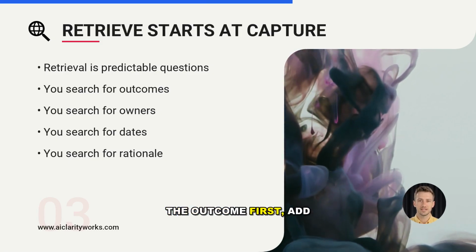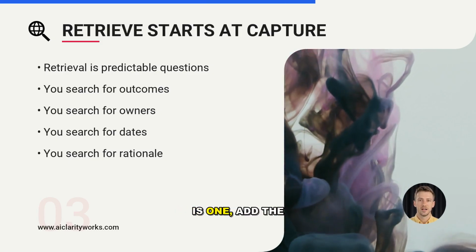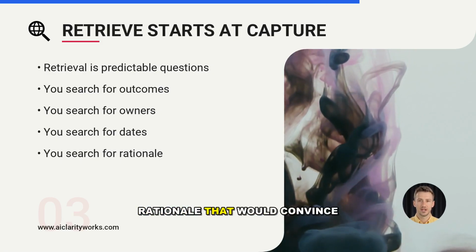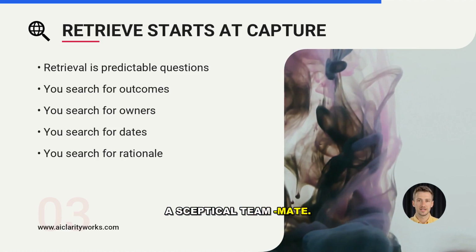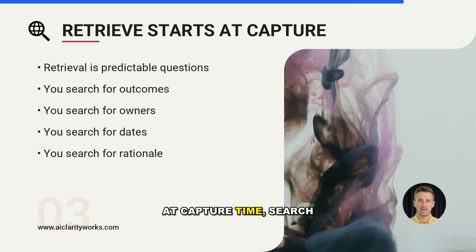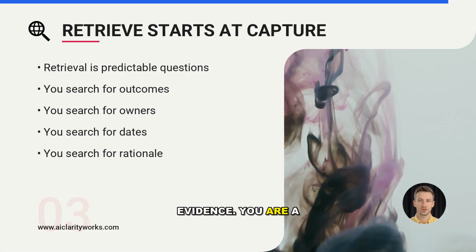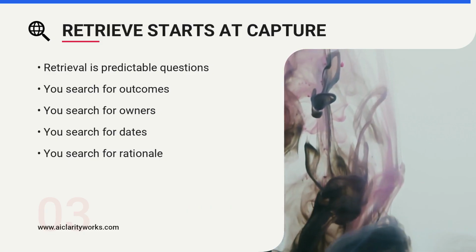Put the outcome first. Add the owner if there is one. Add the date if it matters. Add one sentence of rationale that would convince a skeptical teammate. If you do that at capture time, search becomes easy because you are not hunting for evidence. You are retrieving a structured answer.